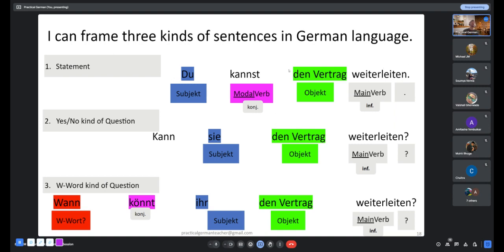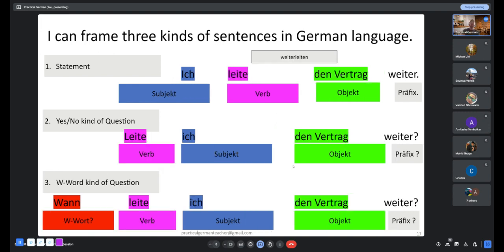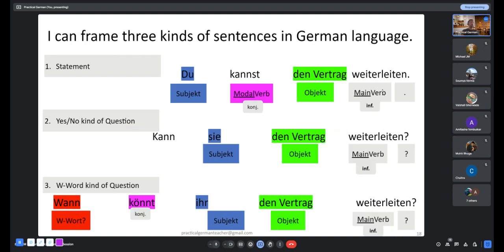So: du kannst den Vertrag weiterleiten, kann sie den Vertrag weiterleiten, wann könnt ihr den Vertrag weiterleiten. See, the verb is just at the end. Over here you have to worry that weiter has to be separated from the prefix, right? This is the benefit of using a modal verb. Any questions so far? Okay.